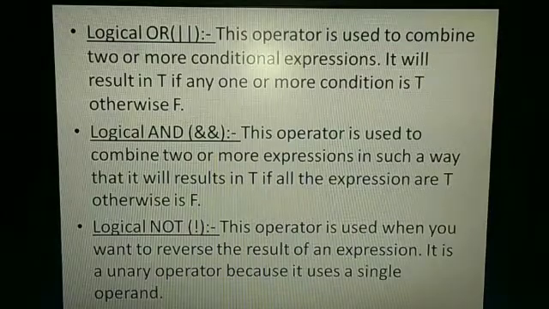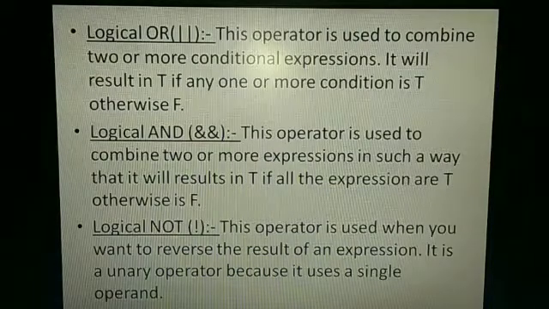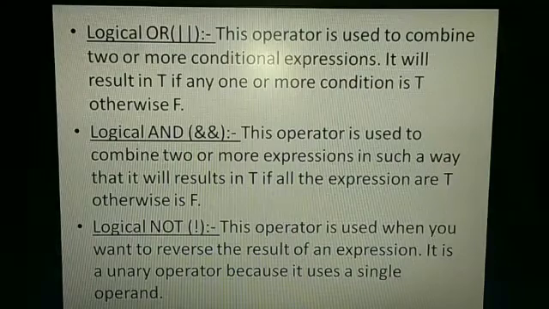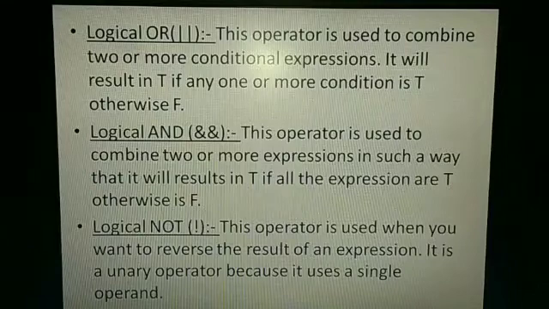Logical and: this operator is used to combine two or more expressions in such a way that it will result in true if all the expressions are true, otherwise it is false. Logical not: this operator is used when you want the reverse of the result of an expression. It is a unary operator because it uses a single operand.